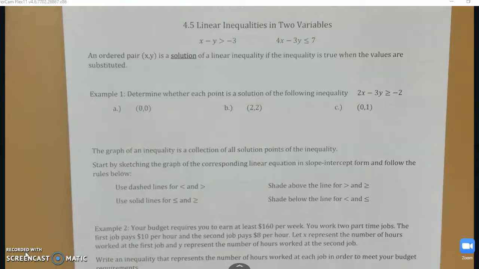Welcome back to another exciting day in Algebra 2. Today we are going to be talking about inequalities.